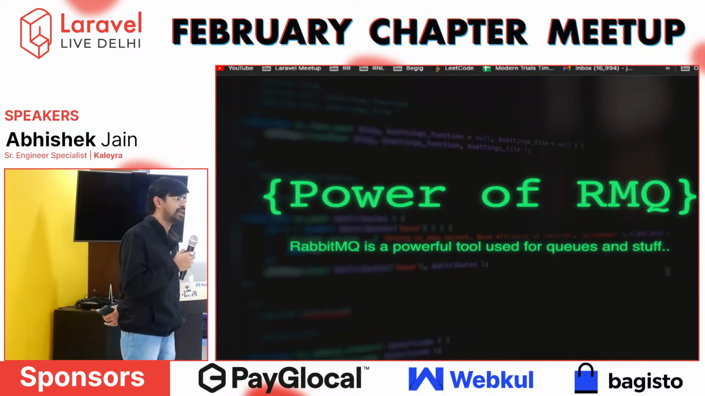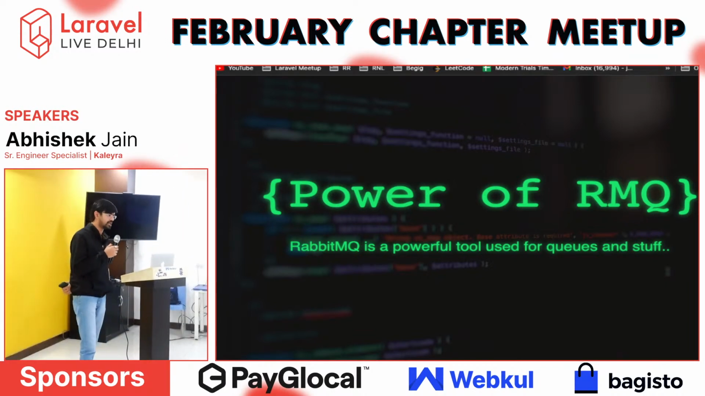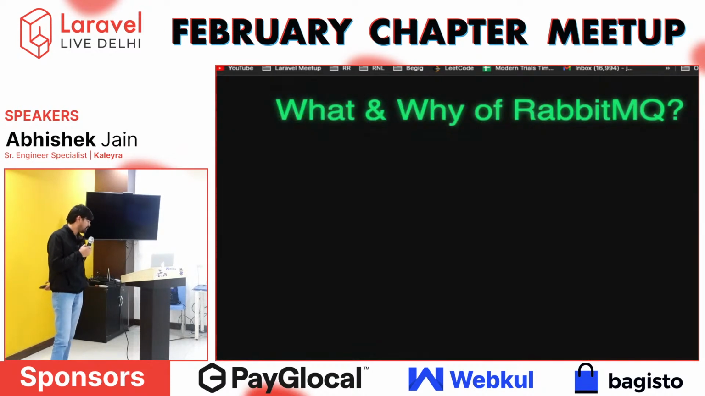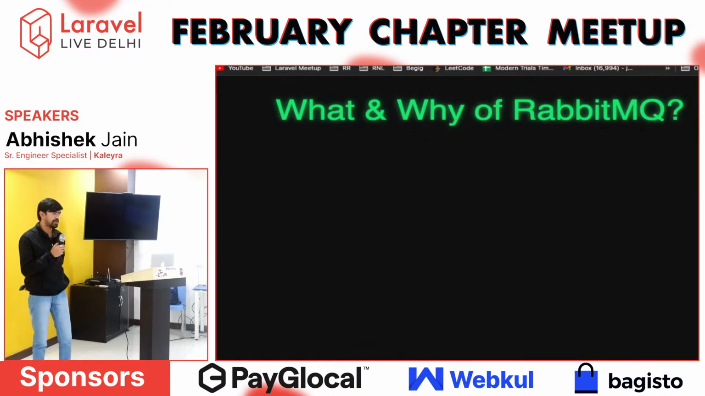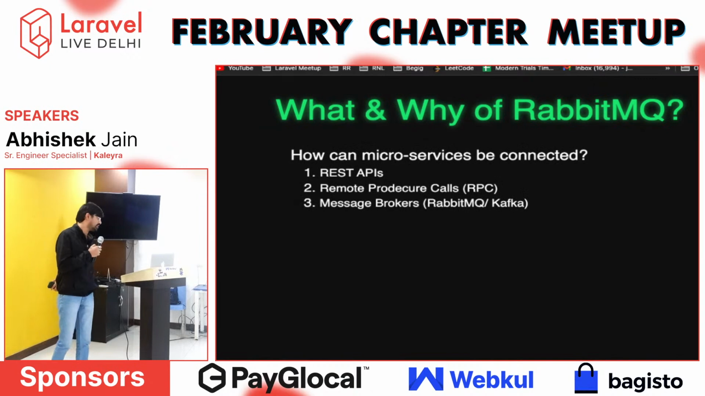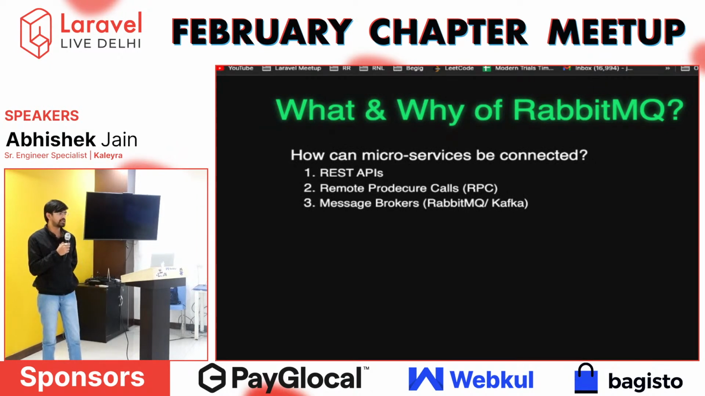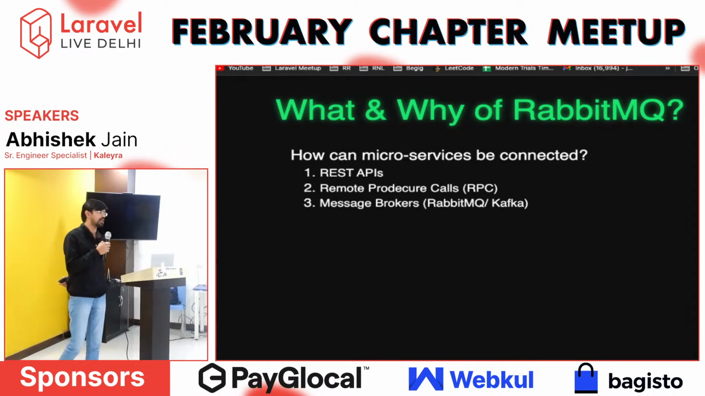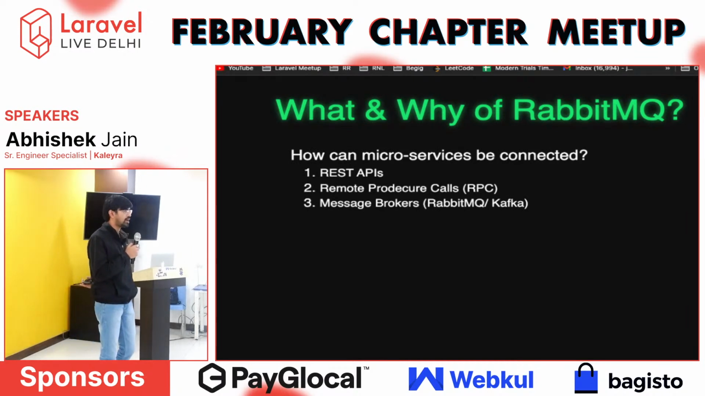To enhance the power of microservice architecture, we use multiple things. Let me start with the what and the why of RabbitMQ. As you can see, microservices can be connected via multiple things. We have HTTP API calls as usual. We have remote procedure calls, and we have message brokers, which are RabbitMQ and Apache Kafka.